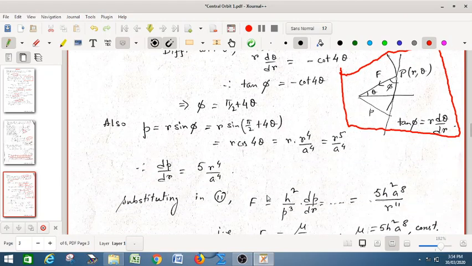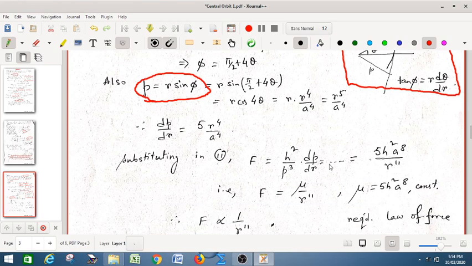Also we have p is equal to r sin phi. This is also a known relation from pedal form, and after substitution we have this value of p as r to the power 5 by a to the power 4. So differentiating with respect to r, that gives you dp by dr. Substituting in 2, that is the pedal form, it gives you f as mu by r to the power 11, where mu is nothing but the constant 5 h square a to the power 8. So this is the constant value.